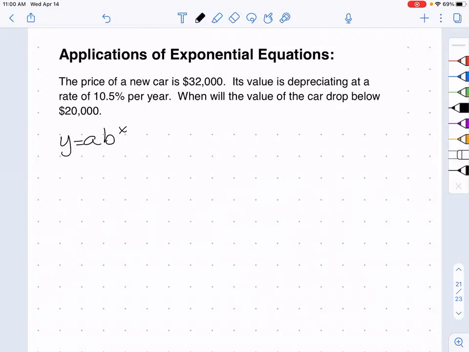It simply says our A value means what? The original starting value, which is 32,000. And our B value is that growth rate or decay rate. This is a decay problem. So what kind of number should the B be? Less than 1. What is the B going to be?